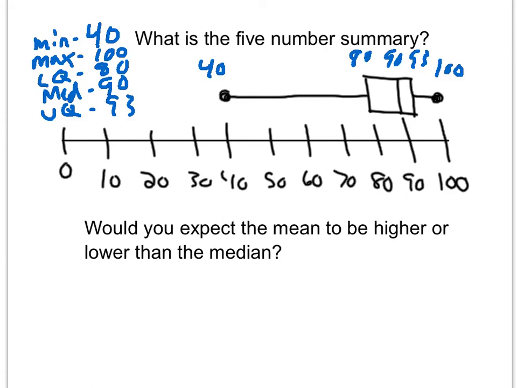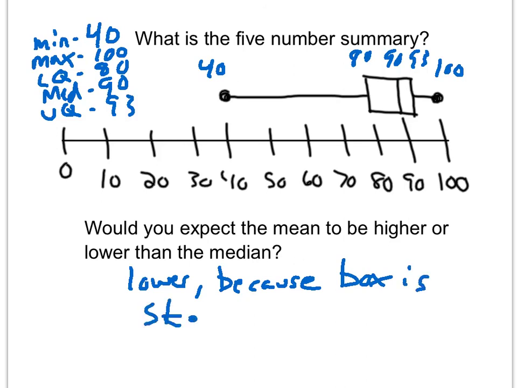Okay? Now that's what 5-number summary means, just tell me the 5 different parts of the box plot. Then this question says, would you expect the mean to be higher or lower than the median? Well, if you look, our median is right here, and it looks like our box is shifted way over this way, towards these lower numbers. So since it's shifted, there's a lot of my box lower than the median. That means that my mean is going to be lower because the box is skewed left. Okay? It's skewed to the lower side. So my mean is going to be lower than the middle number.